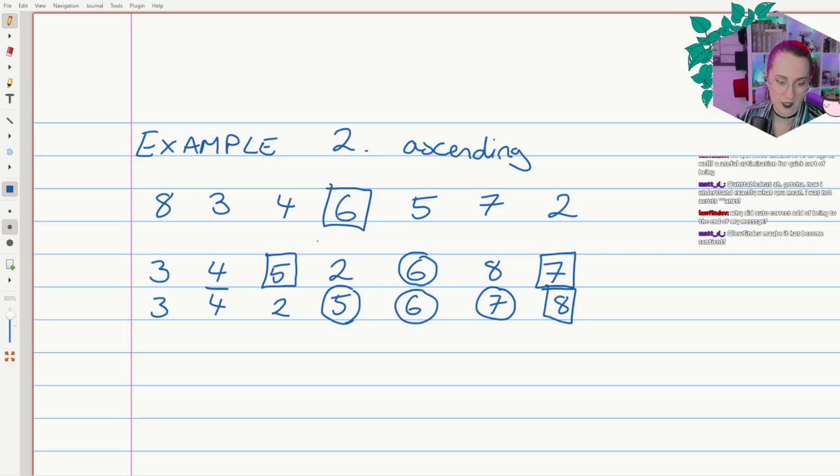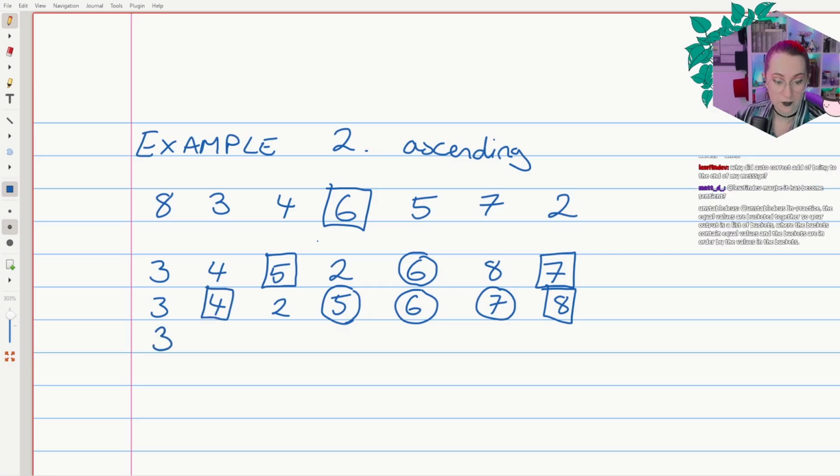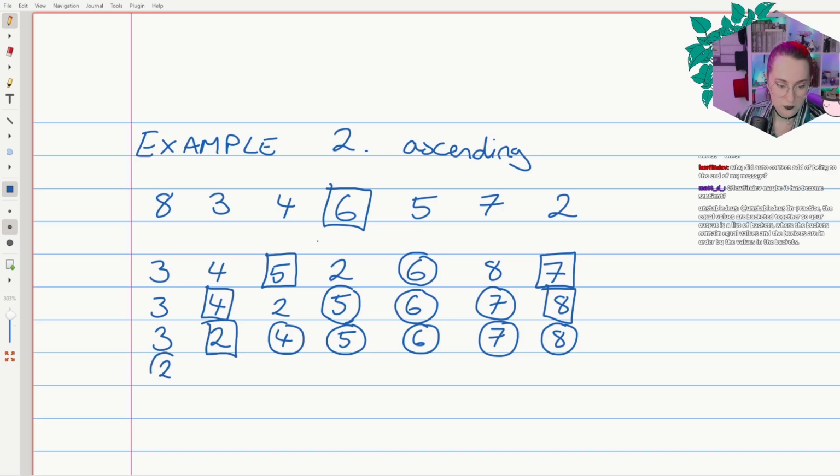And then 4 is our middle value here. So writing down the values smaller, 3 is smaller, and then 2 is smaller. Then we write our pivot. Then we write all of our old pivots in. And then we write the old pivot from that one. And then finally, 2 becomes the new pivot. So 2 is smaller, 3, 4, 5, 6, 7, 8.